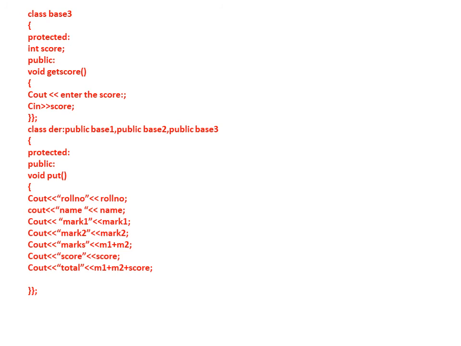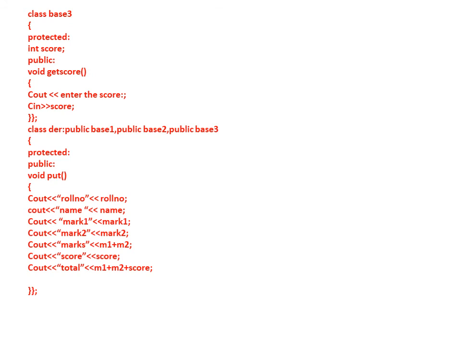See here, class der is my derived class name followed by the colon. Public is a visibility mode. Base 1 is the first base class from where I'm inheriting the properties. Public, comma, base 2 is my second base class from where I'm inheriting the properties to my derived class. Again comma, followed by public base 3. Again I am inheriting the properties from base 3 into this derived class. So I am giving all the base classes here followed by the colon.